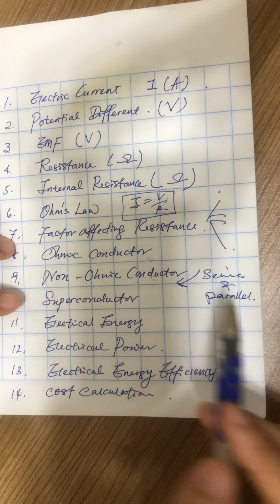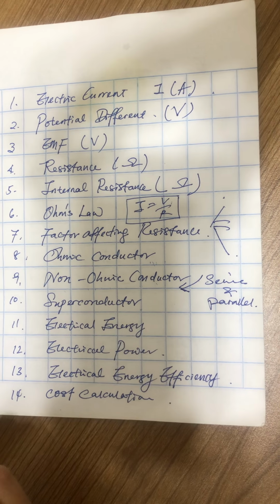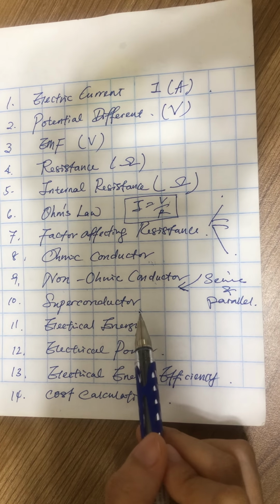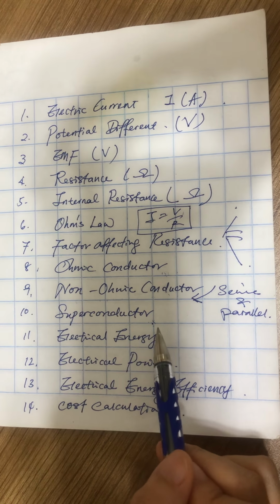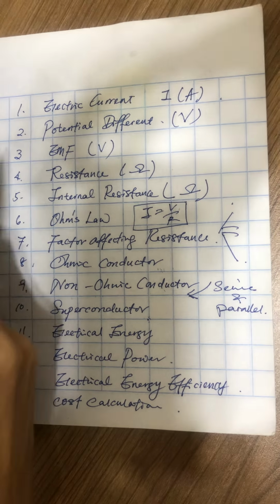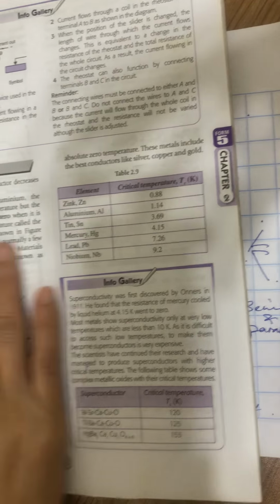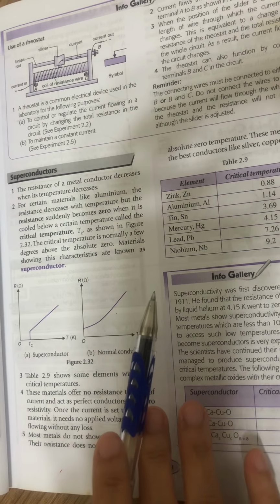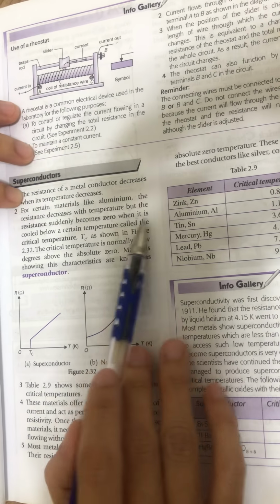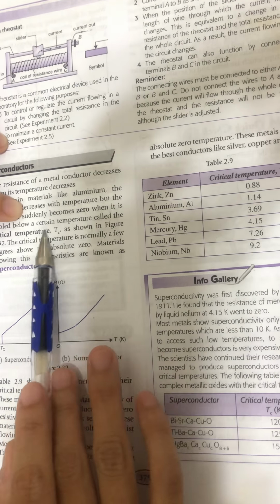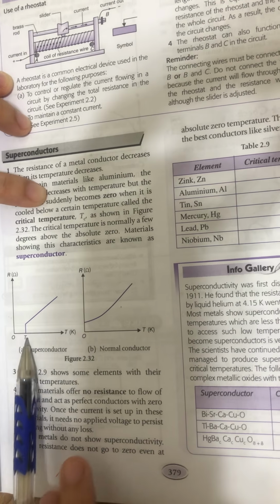Okay, then what is superconductor? Did I explain this? I think I missed out this superconductor. So superconductor means that you have zero resistance when it is below a certain temperature. Normally it is very cold. Okay, sorry I missed out this. So what is superconductor? Superconductor is a conductor with zero resistance when the temperature is lower than the critical temperature.